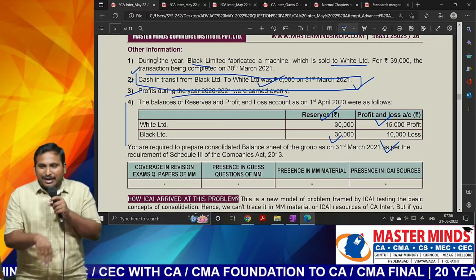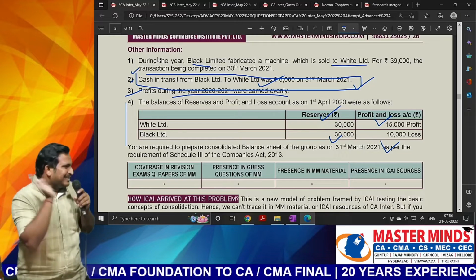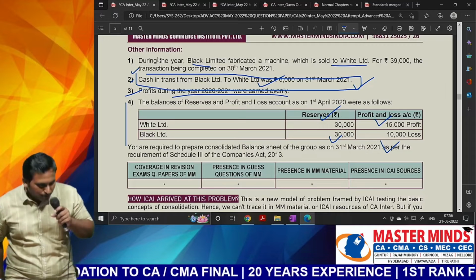It was not there in a regular material. By making some changes, we have given in revision exams the same question exactly, with the multiplication by 2 that they have given in the public exam. So hope you are understanding.